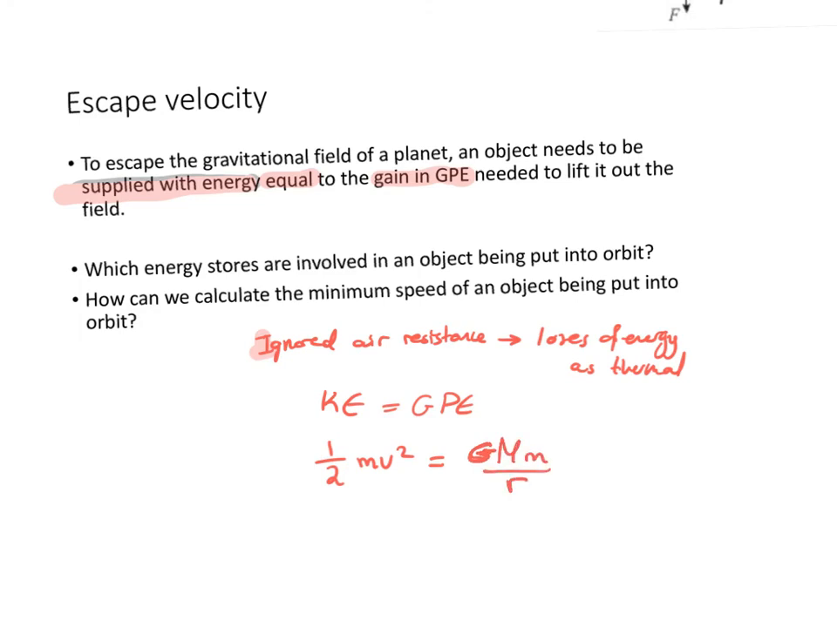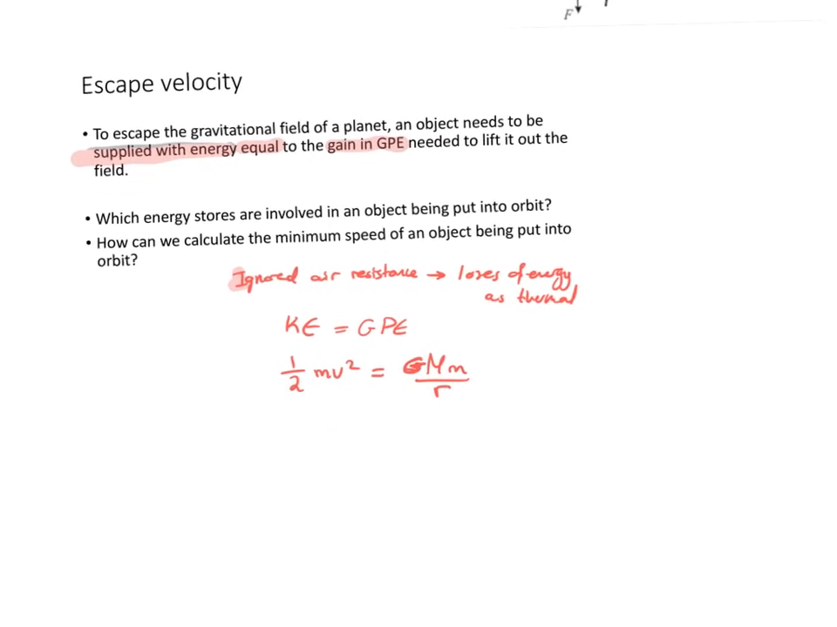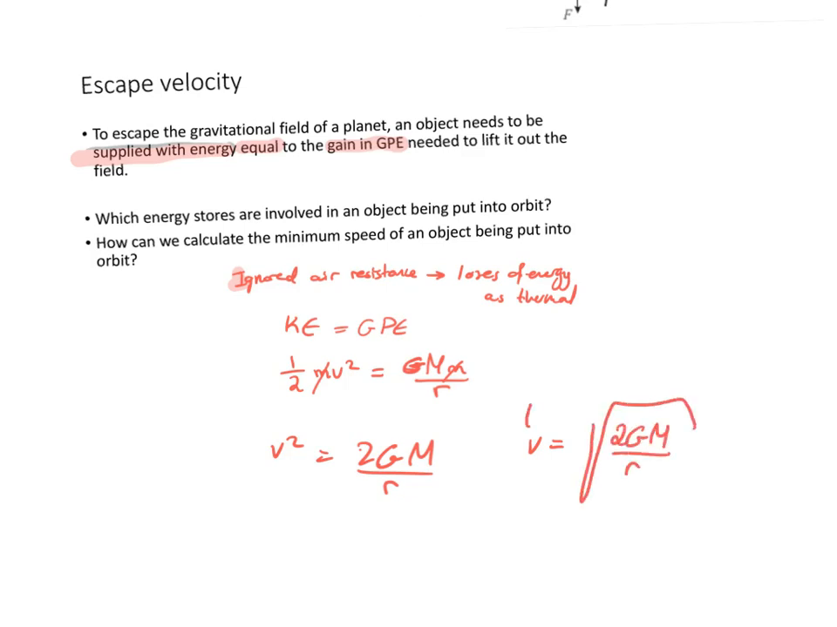For this to be met, the minimum velocity will be the escape velocity, basically. If we simplify it, the mass of the object doesn't matter. It will be v squared is equal to 2GM over r. So v is equal to the square root of 2GM over r. This is the escape velocity.